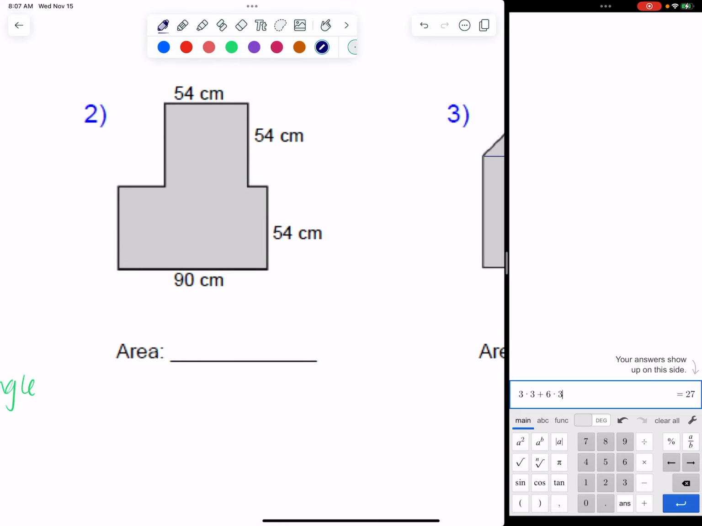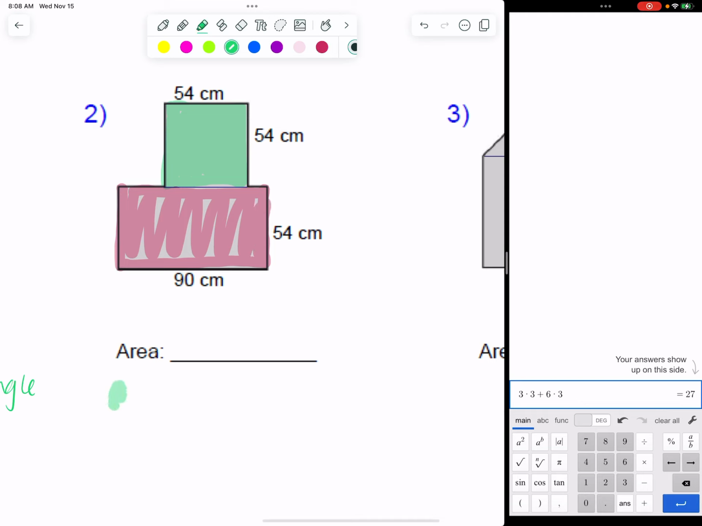This guy's a little bit different, but not a whole lot different. You might decide to cut it off right here. That's okay as long as you can figure out how big that piece is. I am going to cut it just like the last one. I'm going to cut this piece off of the top. That gives me a square and a rectangle again.